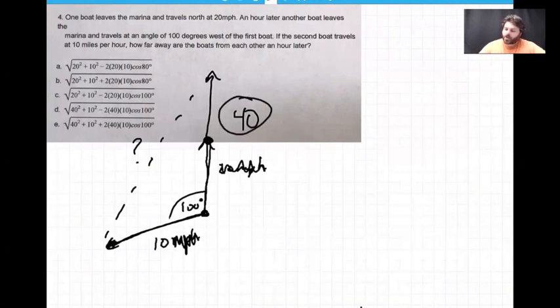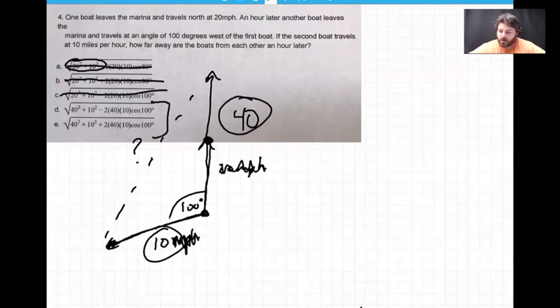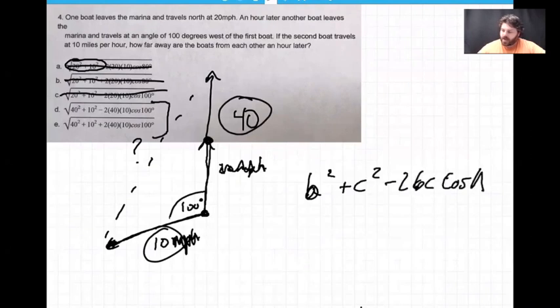But our b and c are 10 and 40. So we should be looking at 10 squared and 40 squared. So this one doesn't have 10 squared and 40 squared. It can't be it. It only comes down to these two. Okay. Now, what are the differences? One has a minus, one has a plus. Well, if you remember the formula, it's b squared plus c squared minus 2bc cosine of A, the angle.